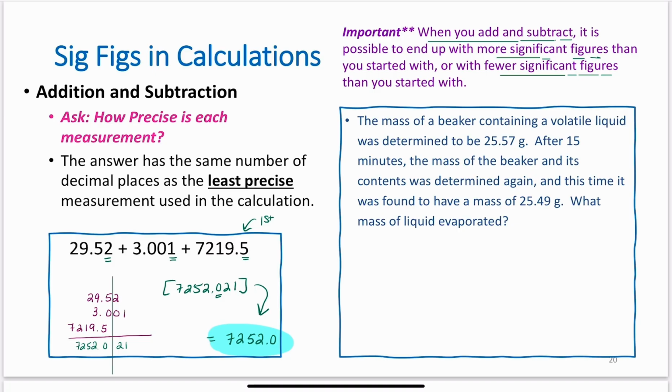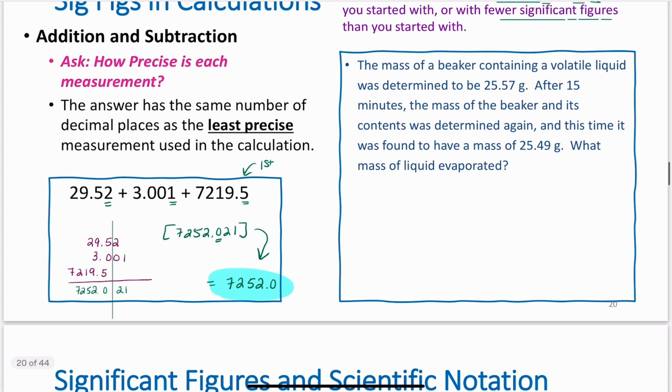Now, if I put this in the calculator, it's actually going to give me the right answer pretty easily. But it's the sig figs. If I ask a student how many sig figs are in this answer, that messes them up. I have 25.57 grams to start. After 15 minutes, it only weighs 25.49 grams. When I do the subtraction here, this gives me 0.08 grams. Now again, if I plug this in the calculator, it's going to give me the right answer. Just tell me 0.08, and students are going to write that down.